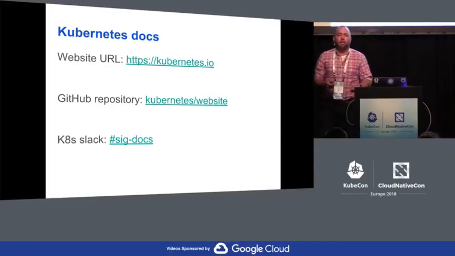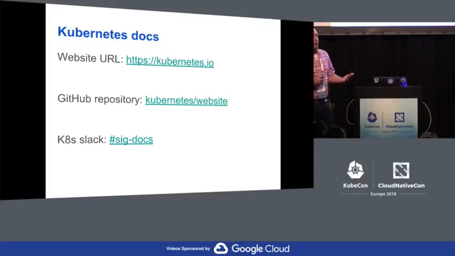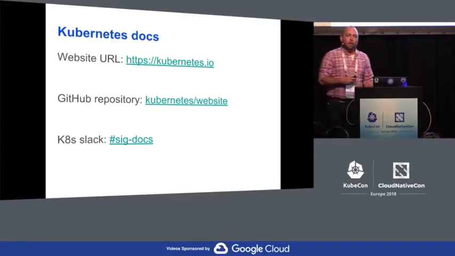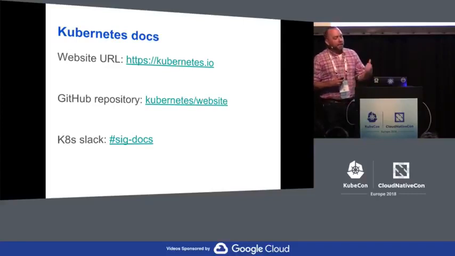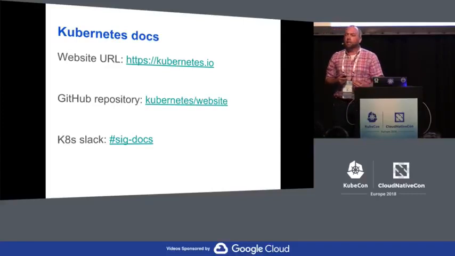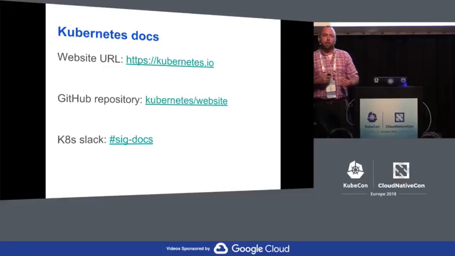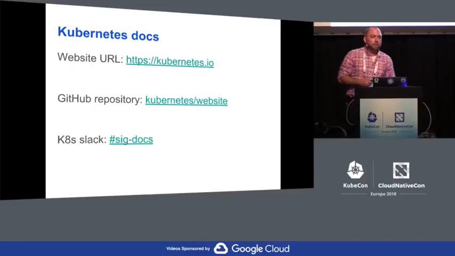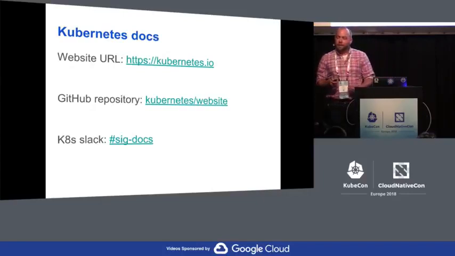So this is how you find Kubernetes docs. If it is on the website at kubernetes.io, that's part of SIG docs. Everything that is published to kubernetes.io comes from Kubernetes website. This is the GitHub repository, Kubernetes website. So if it is published on kubernetes.io at all, you can find it by coming to Kubernetes website. And you can also find us on the Kubernetes Slack. We're SIG-docs. Super friendly, really easy to find us.